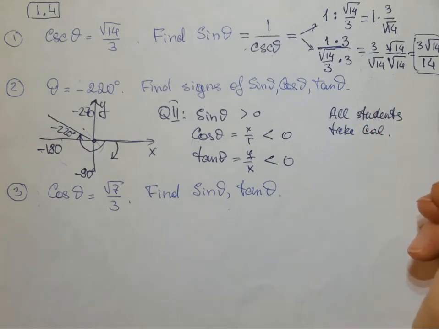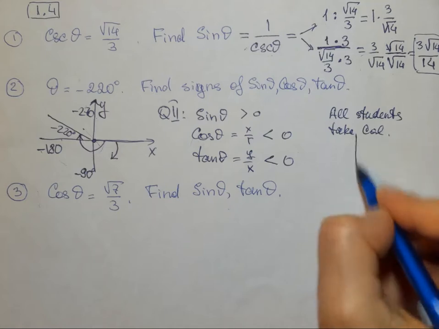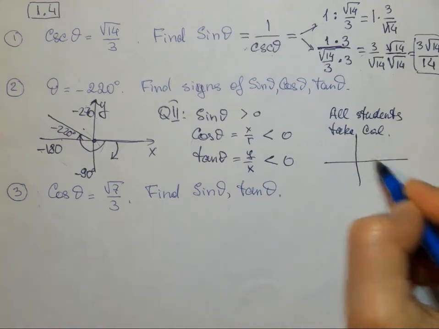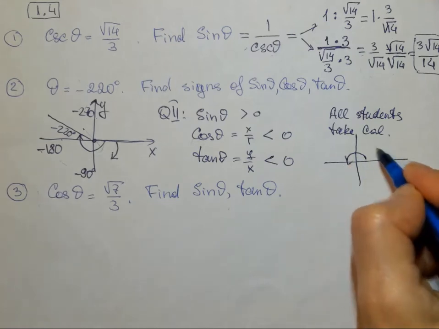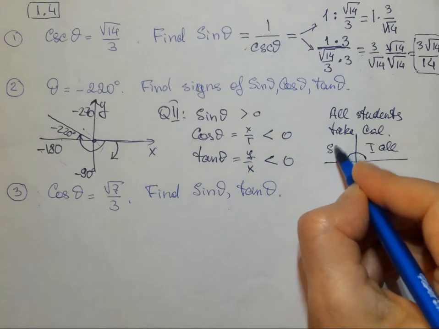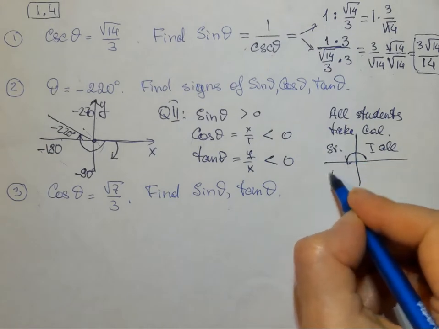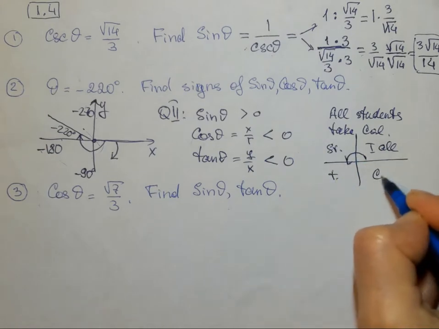Better to write it on the Cartesian system so the positive direction is like this. We start from the first quadrant. All Students Take Calculus.